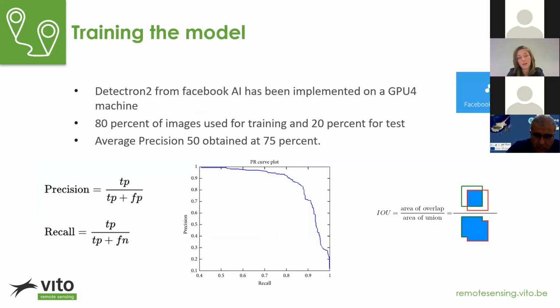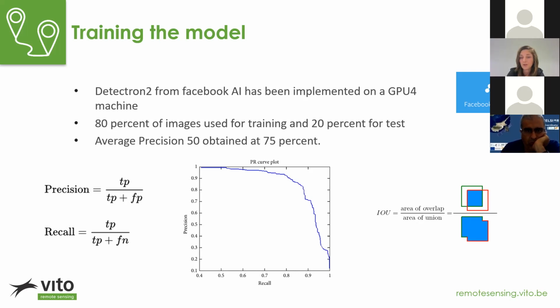This work was done by my colleague Merdad. He used the Detectron tool from Facebook AI. He implemented this on a GPU machine. He used 80% of the drone images we collected on the lake for training and 20% for testing. And then he calculated the average precision 50.